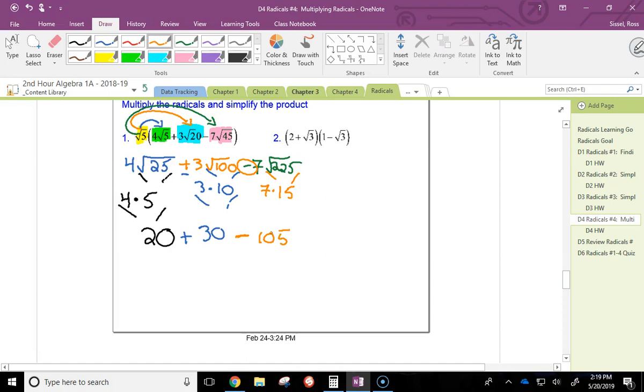And if I look, I don't have any radicals. So I can solve this. 20 plus 30 is 50. Minus 105. 50 minus 105 is going to be negative 55.